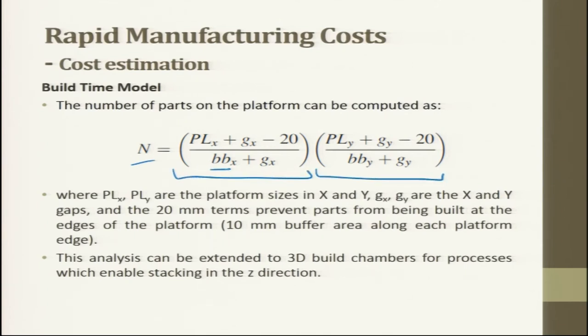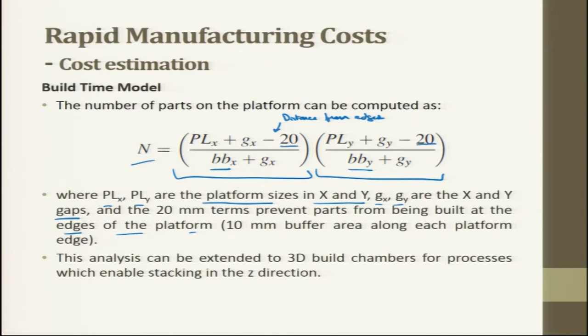In the direction x and direction y, we have BBX and BBY, where PLX and PLY are the platform sizes in the x and y directions, GX and GY are the gaps, and the 20 mm terms prevent the parts from being built at the edges. So, this 20 mm is the distance from the edges.